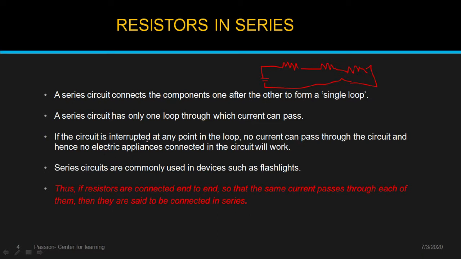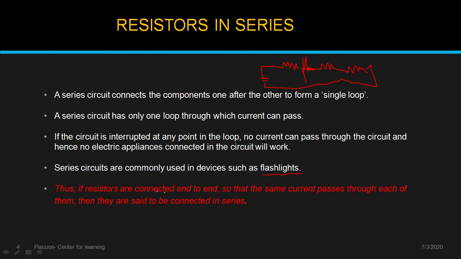If the circuit is interrupted at any point in the loop, no current can pass through the circuit. Suppose I'm removing this one. So what happens? There will be a blockage here. The current cannot go after this when there is a gap in the loop. We can see these series circuits in flashlights.